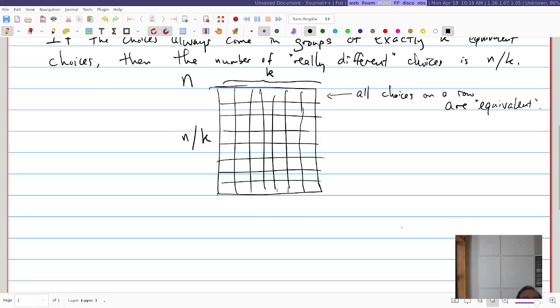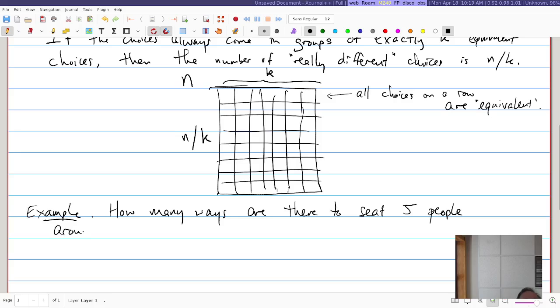Okay. So let's do it. Here's the question I want to answer. How many ways are there to seat 5 people around the table if we only care who is sitting to the left and right of whom?